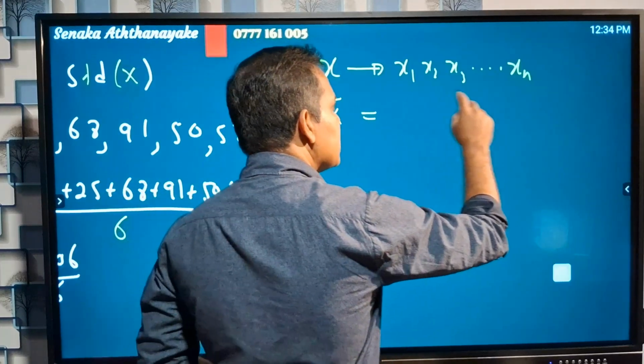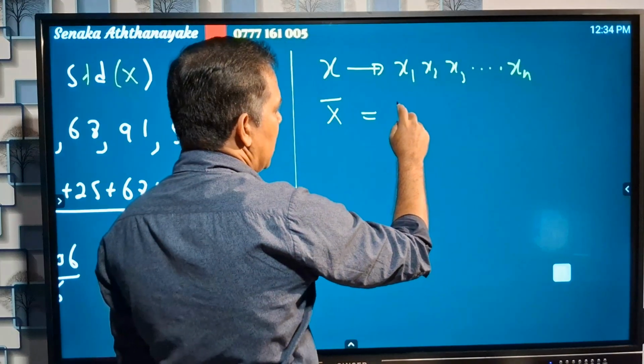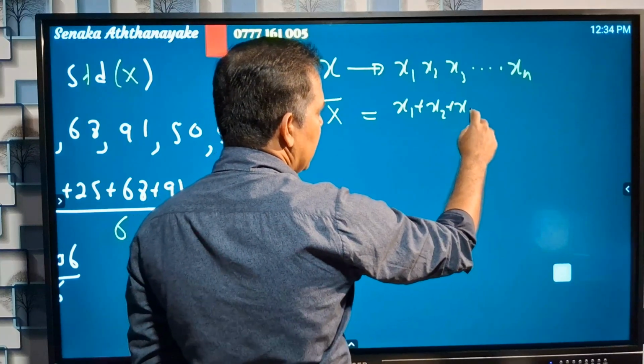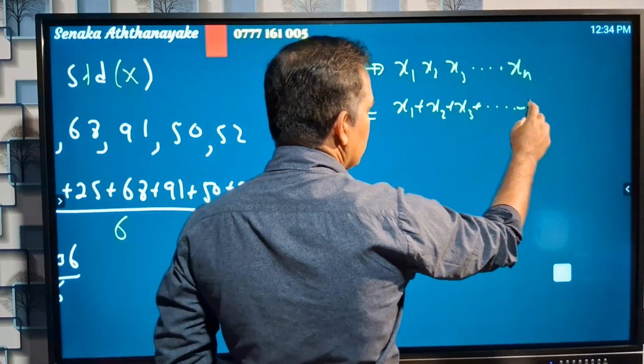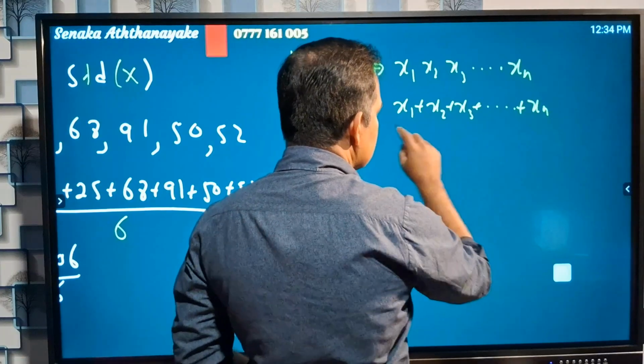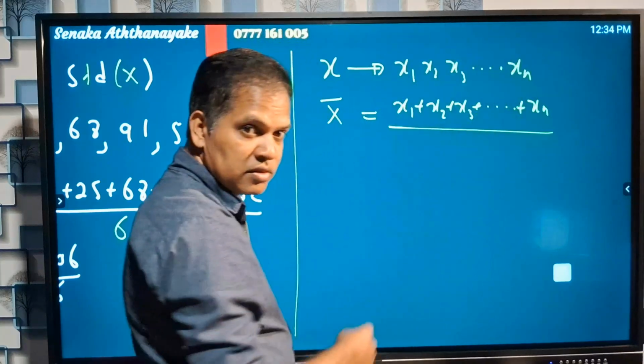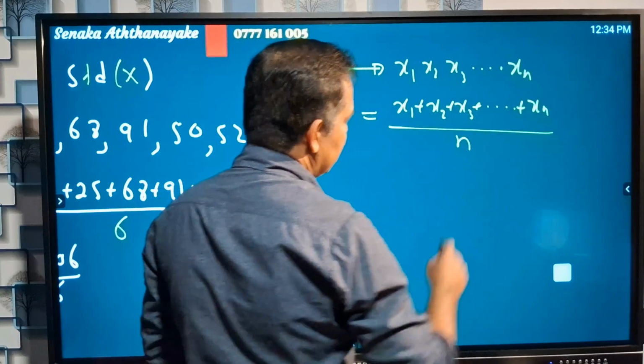Yes, you can consider the sum of all these values. How do you write it? X1 plus X2 plus X3 plus dot, dot, dot plus Xn, divided by the number of values, n. Yes, divided by n.